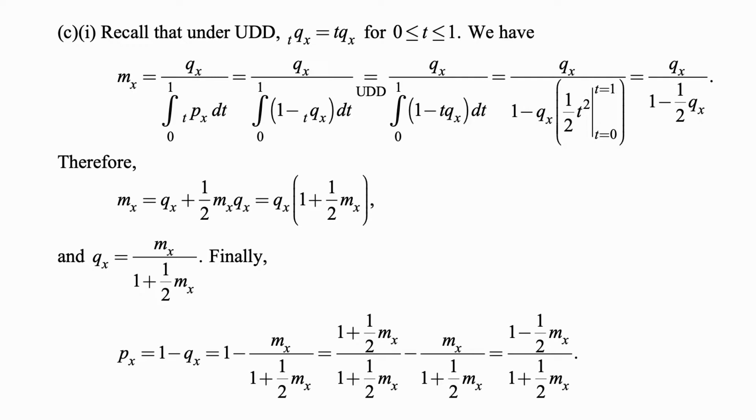And therefore, mx, which is qx divided by the integral from 0 to 1 of tpx dt, is the same as qx over the integral from 0 to 1 of 1 minus tqx dt. And we calculate the integral, well, basically it's a linear function of t, and this comes out to be qx over 1 minus 1/2 qx.